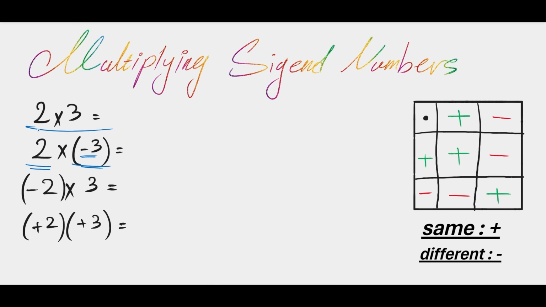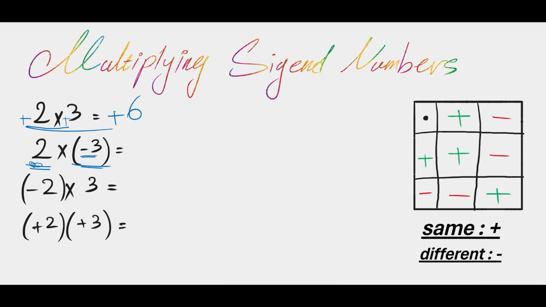So if we apply this logic to these expressions we've been given here to find the result, what do we get? Well, we have 2 times 3. Those are both positive numbers. We have positive 2 times positive 3. These signs are the same. They are both positive. So our result is going to be positive. Our result will be positive 6.